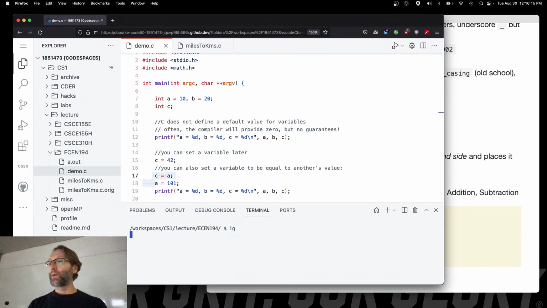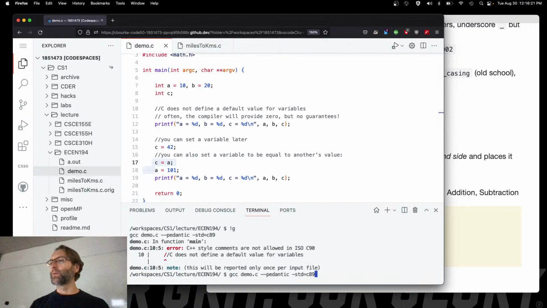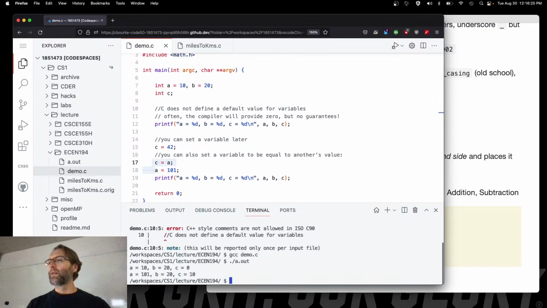So, compile this. Oops. What was wrong? Oh, because I'm still being pedantic. All right, I don't want to be pedantic anymore. There we go. We just went 30 years into the future, right? All right, 10, 1, 20, of course, because I didn't touch B. And then C is now 10, right? So you can set it to another variable's value.